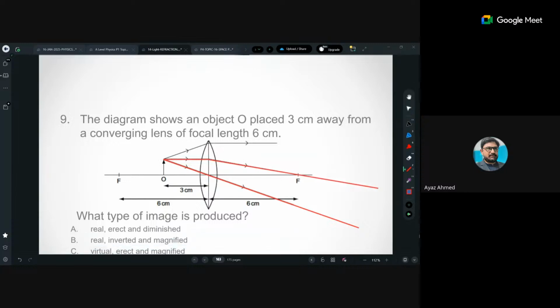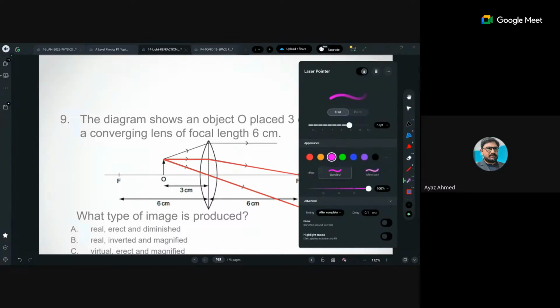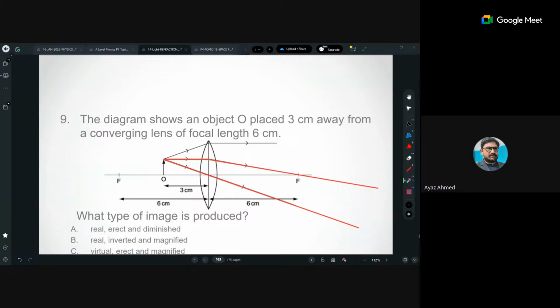Now it is diverging, is it? Do you see that the rays are diverging? So when the rays are diverging, they will not meet on this side, is it? So step number one and step number two is done by you.